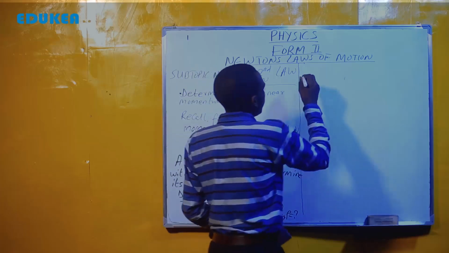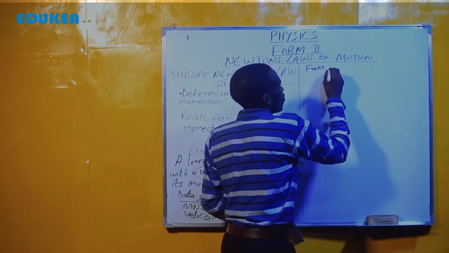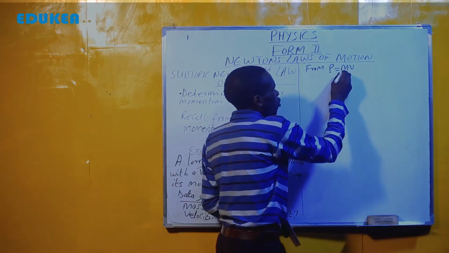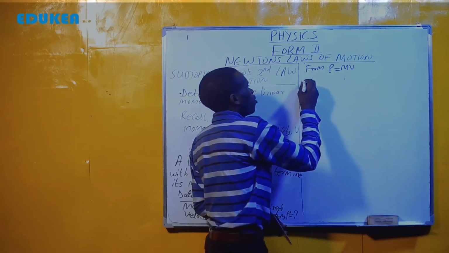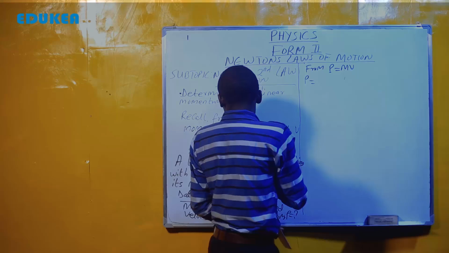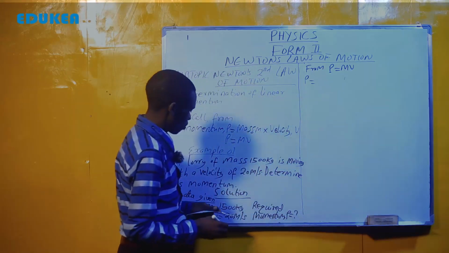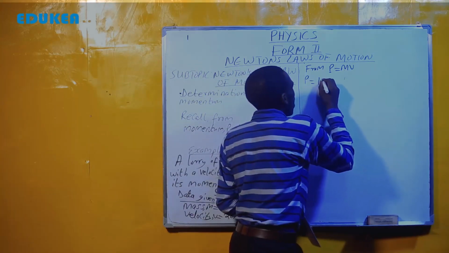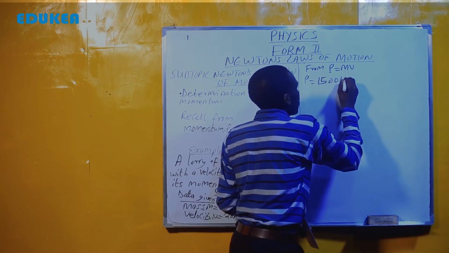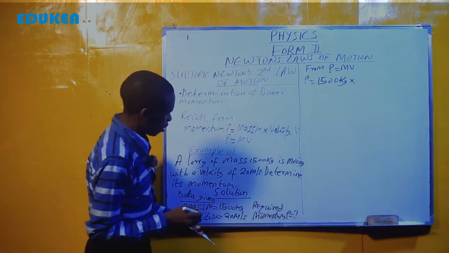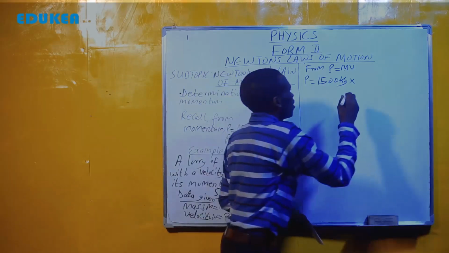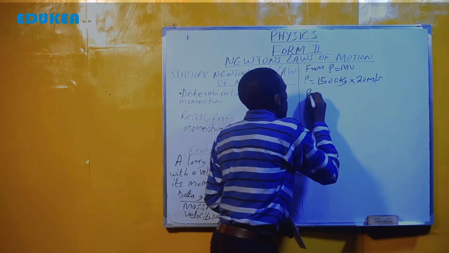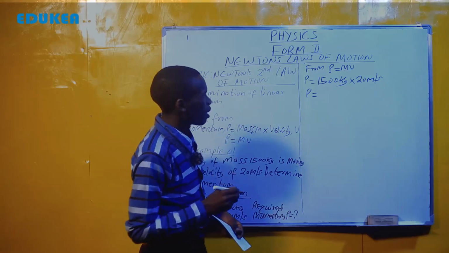So we have given mass, we have given velocity, we are required to determine momentum. So say from the formula, P is equal to mv. What is P? We have m, we have v. So say P, enter the data that we have been given: mass is 1,500 kilograms times velocity, which is 20 meters per second. From here we can obtain the momentum.